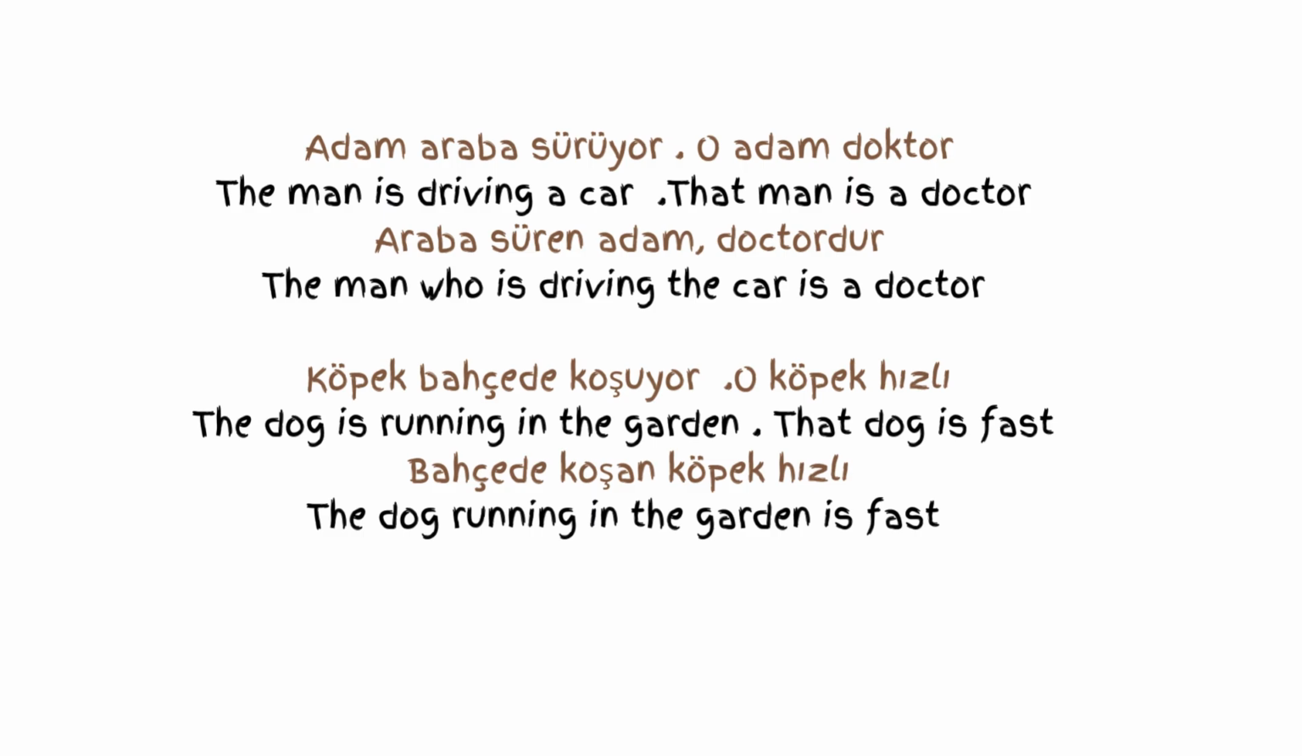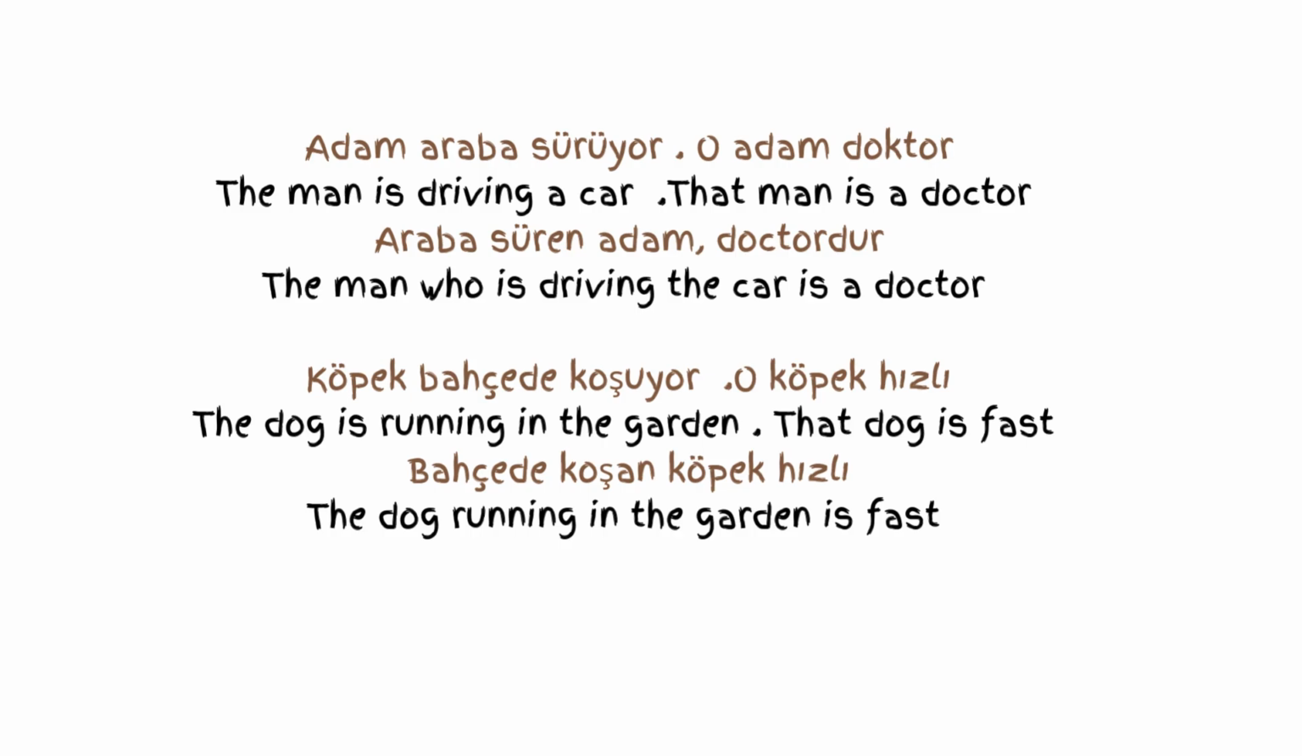I'm gonna remove from sürüyor the suffix that is added to represent the present simple tense, which is yor. Sürüyor becomes sür. The ü harfi will take an to make it a sıfat fiil. Süren. Who's the subject? Adam, the man, comma. Now, go to the second sentence.